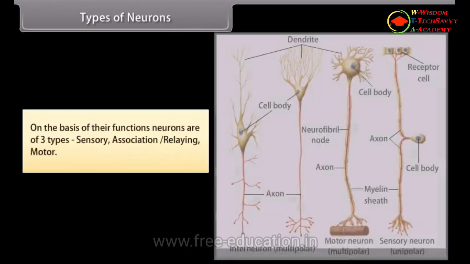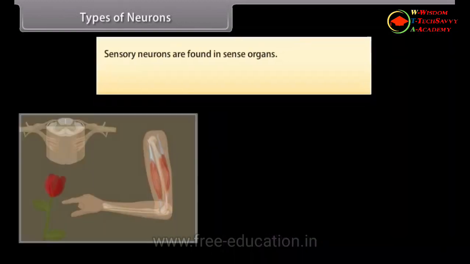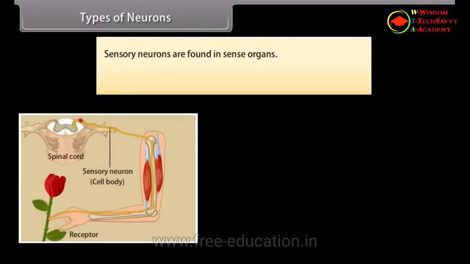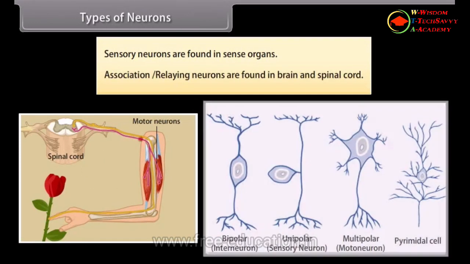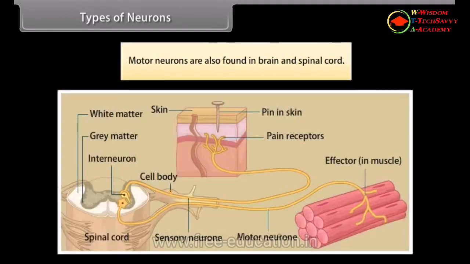Types of neurons. On the basis of their functions, neurons are of three types: sensory, association or relaying, and motor. Sensory neurons are found in sense organs. Association or relaying neurons are found in brain and spinal cord. Motor neurons are also found in brain and spinal cord.